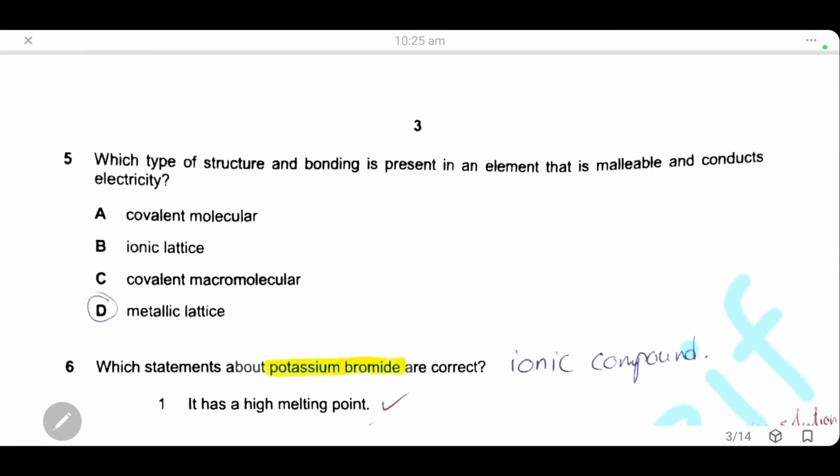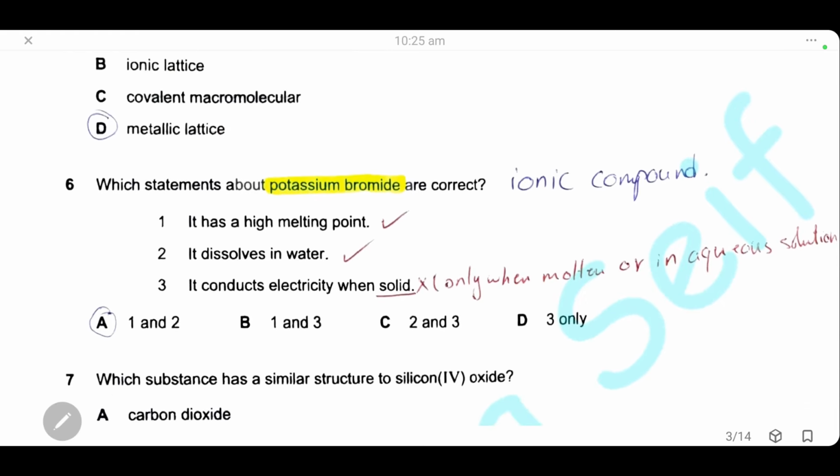Question 5. Which type of structure and bonding is present in an element which is malleable and conducts electricity? These are the properties of metals. They are malleable, ductile, and conduct electricity. So these are properties of the metallic lattice, and the answer is D.